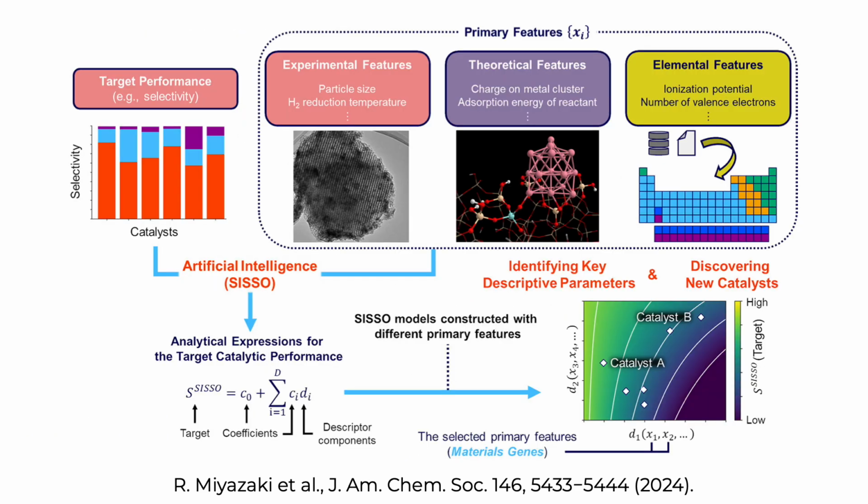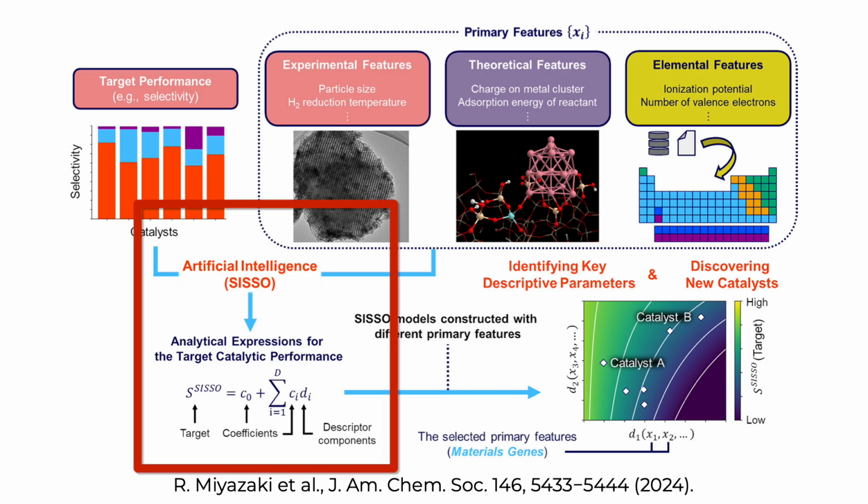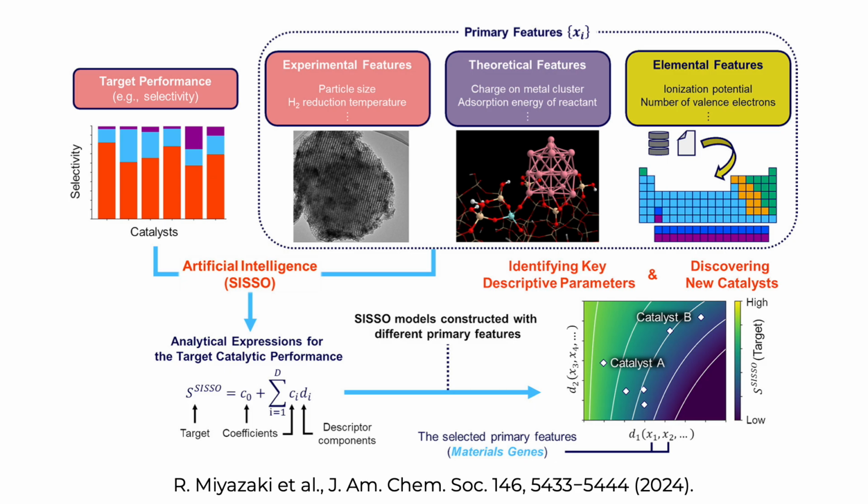Miyazaki et al. also use artificial intelligence approaches to advance this research even further. They employ the CISO approach to identify key descriptors, also known as materials genes, that correlate with catalytic performance. By combining experimental data, theoretical calculations, and elemental properties, they created models that not only describe the observed performance, but also predict new promising catalyst materials.